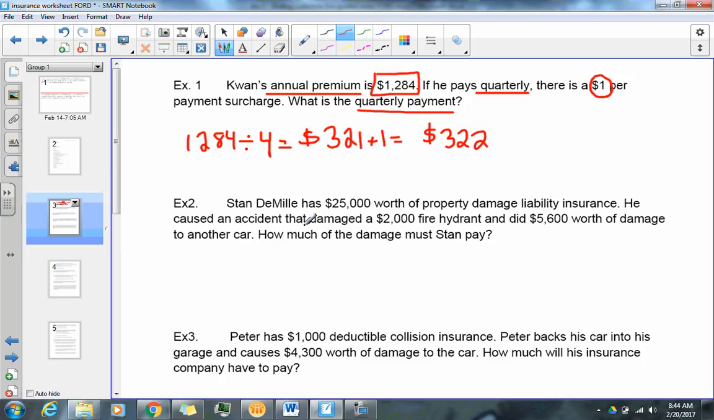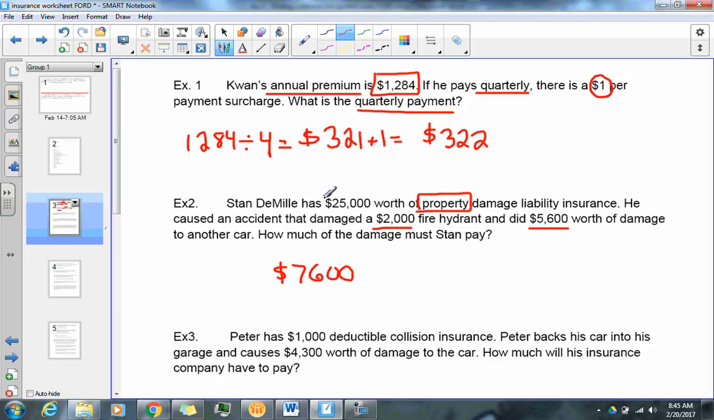All right. Stan DeMille has $25,000 worth of property damage. Now, property damage means whatever you do to someone else's stuff. So property is someone else's stuff, not your own car, something that doesn't belong to you. He caused an accident that damaged a $2,000 fire hydrant, and then $5,600 worth of damage to another car. So add it together, he owes a grand total of $7,600 in property damages.